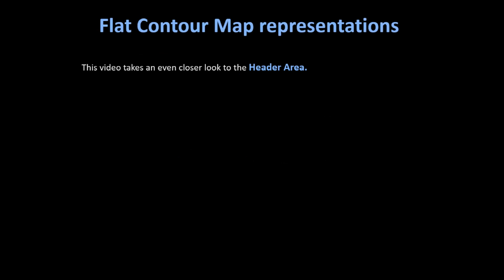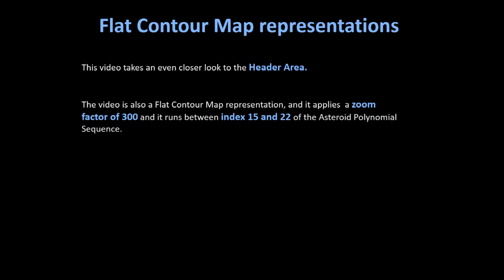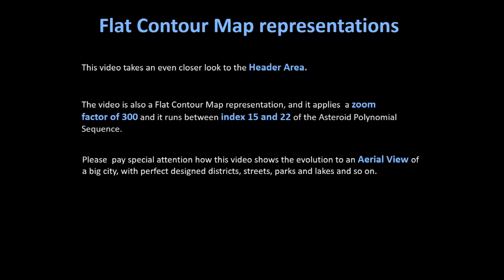This video takes an even closer look to the header area. The video is also a flat contour map representation, and it applies a zoom factor of 300 and it runs between index 15 and 22 of the Asteroid polynomial sequence. Please pay special attention how this video shows the evolution to an aerial view of a big city, with perfectly designed districts, streets, parks, and lakes and so on.